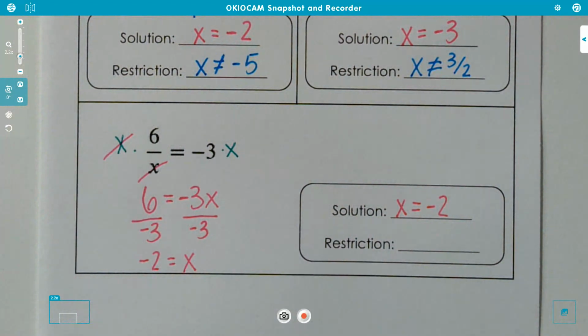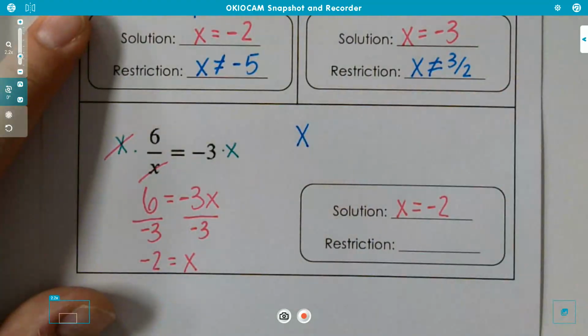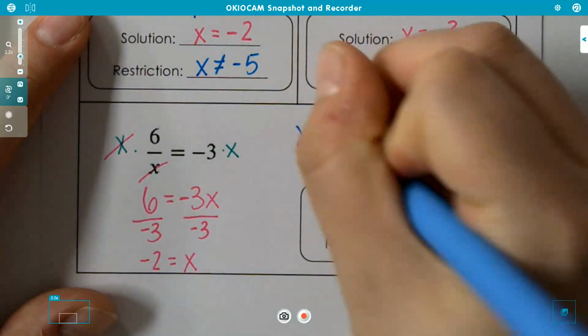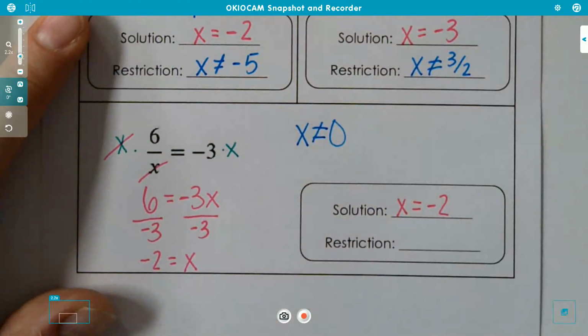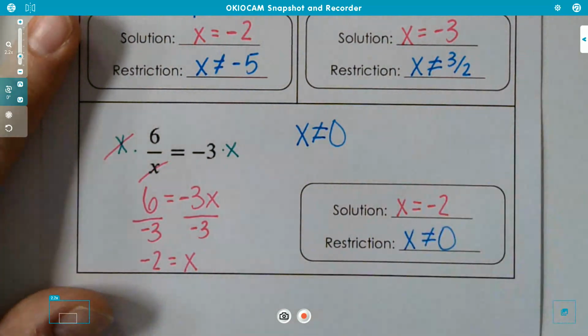Alright. Any questions about solving for x? Okay, the restriction on this one is so complicated it's easy. So easy it's complicated. I don't know. What's on the bottom of my fraction? What can the bottom of my fraction not equal? 0. What do I need to do to get that by itself? Nothing. So if it's just x on the bottom, that just means x cannot equal 0.